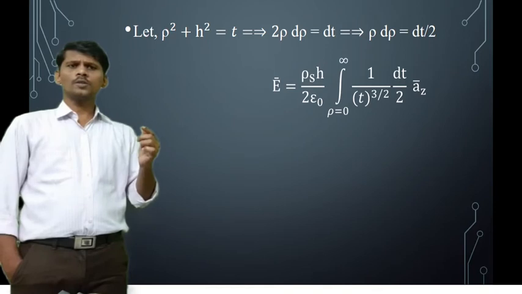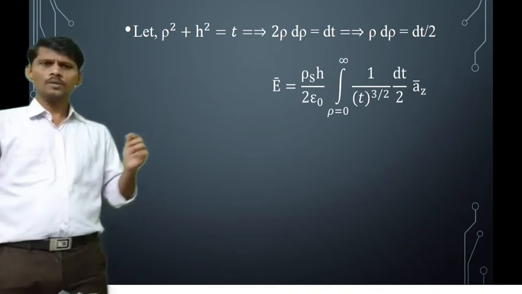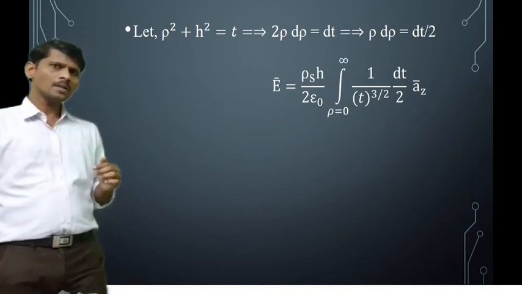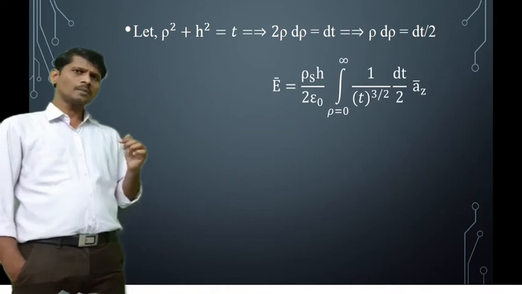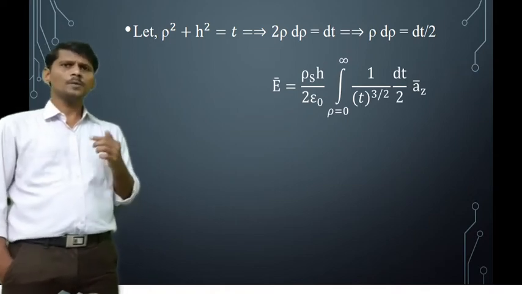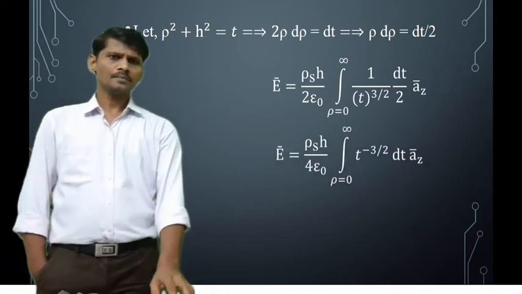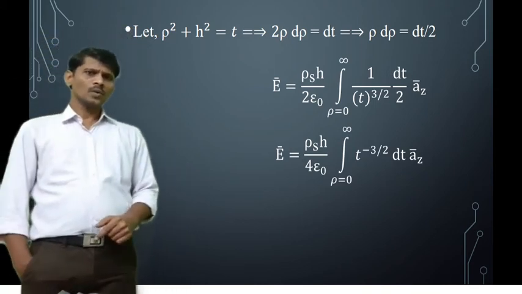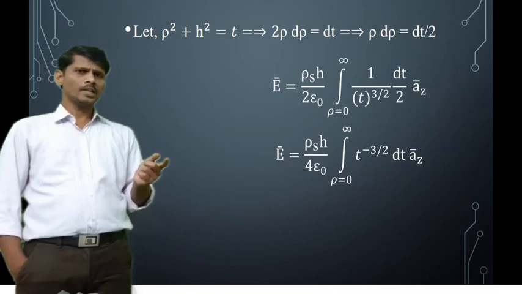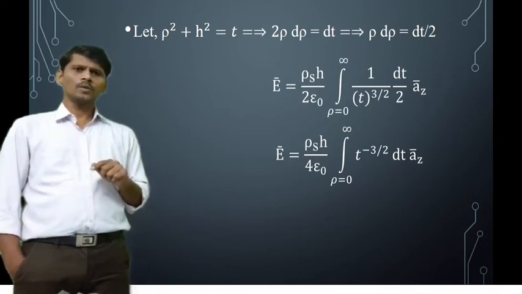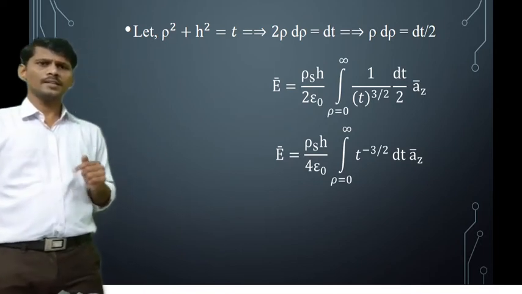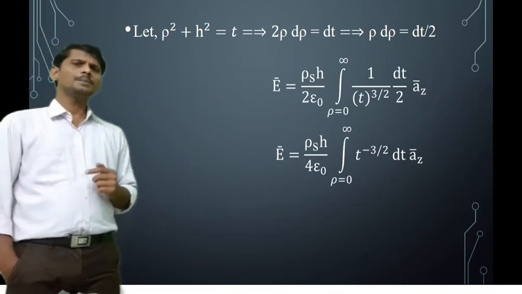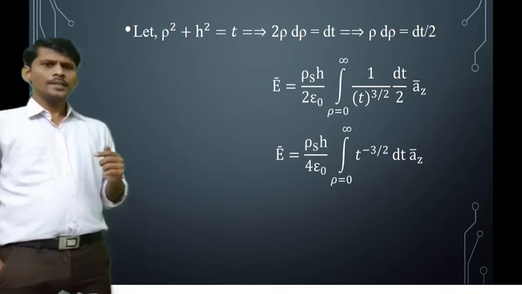Rho d rho is equal to dt by 2, into a z bar. So t power 3 by 2 in the denominator goes to the numerator as t power minus 3 by 2. That is equal to rho s h by 2 into 2 in the denominator, 2 into 2 is 4. Rho s h by 4 epsilon naught integral 0 to infinity t power minus 3 by 2 dt a z bar.